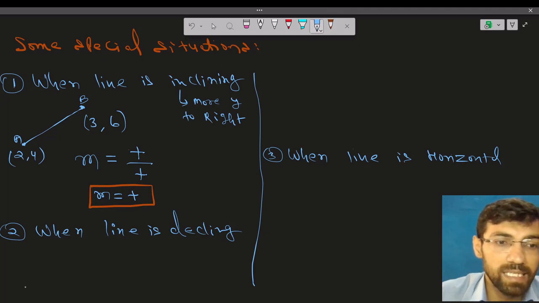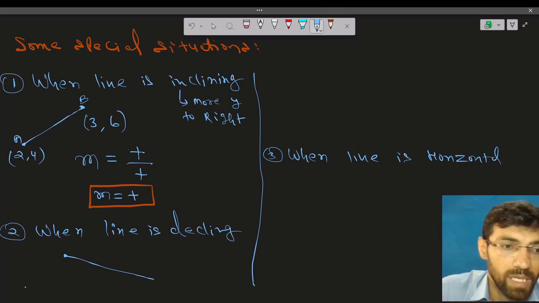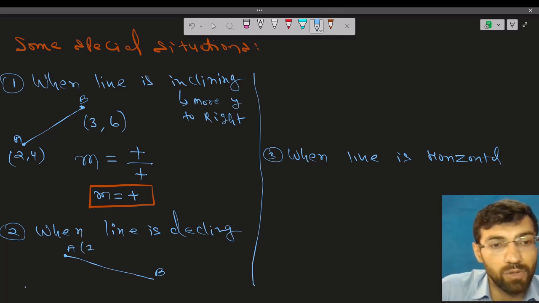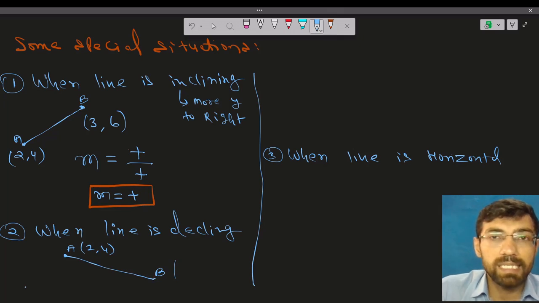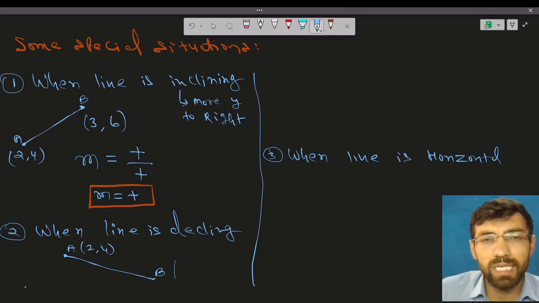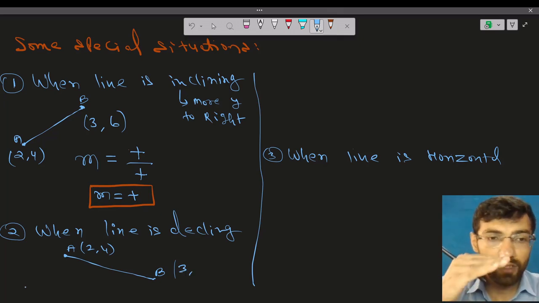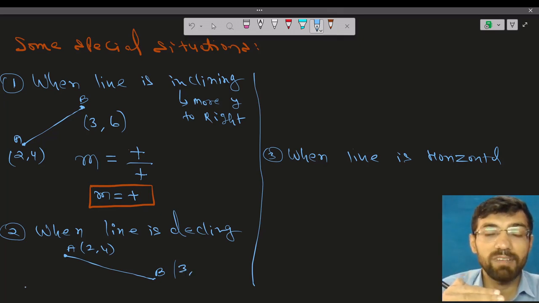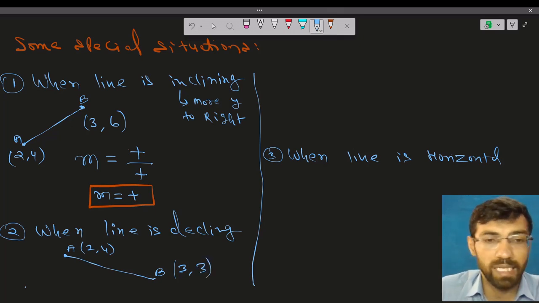Similarly, let us discuss when the line is declining. Declining line means if I move to the right, my y coordinate should decrease. Let us say this is point A and this is point B, and the same coordinate, let the coordinate of A be 2 comma 4. So what about the coordinate of B? Since B is to the right of A, the x coordinate will be more. So let us assume 3. And what about the y coordinate? Since B is below A, the y coordinate will be less than point A. Let us assume it as 3. You can assume anything.